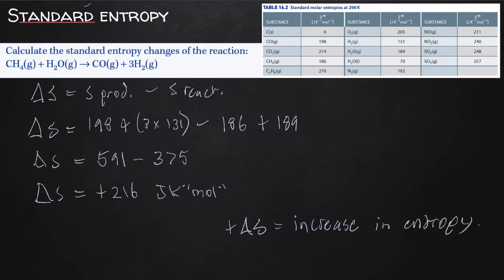And again, qualitatively, just have a look at the formula up the top here, and we'll see if that makes sense. On the left, everything's a gas, so we don't have to worry about different states. On the left, we have 2 moles of gas, and on the right, we have 4. And that corresponds to an increase in our entropy. That does make sense. All right, so that's how we calculate the standard entropy of any particular reaction.